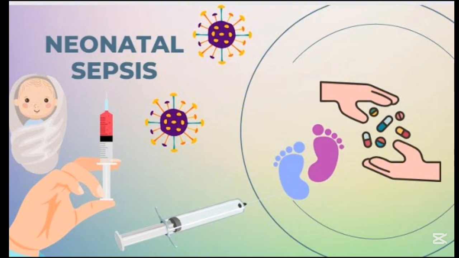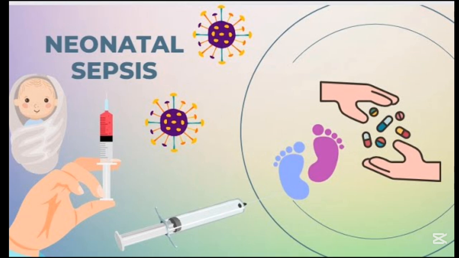So what is neonatal sepsis? Neonatal sepsis is the systemic infection in infants that occurs before 28 days with signs of systemic inflammation. So this is a medical emergency with rapid progression, with a high morbidity and mortality rate if delayed.